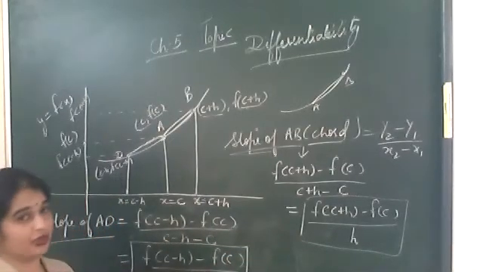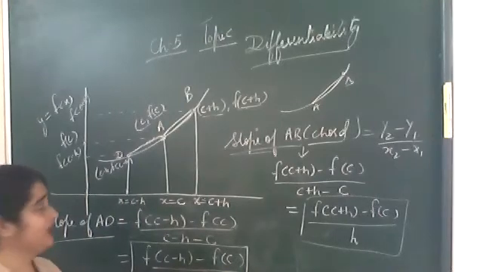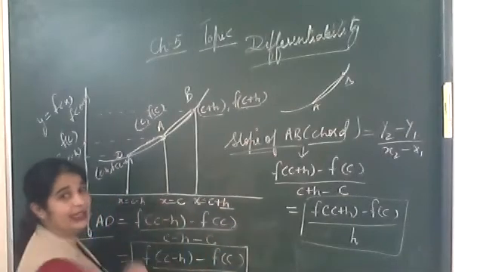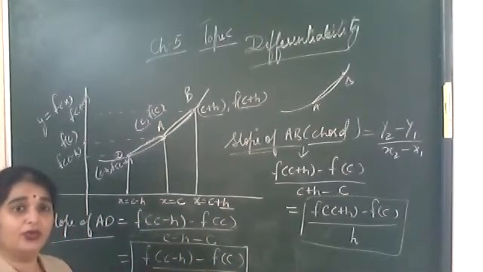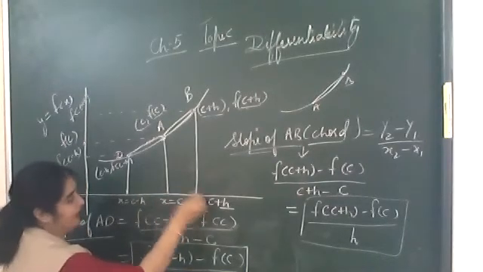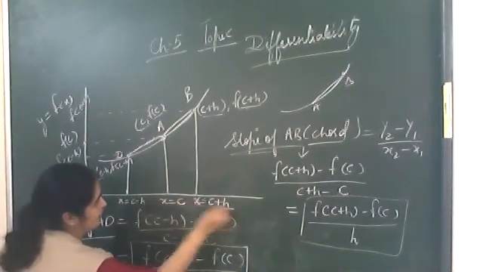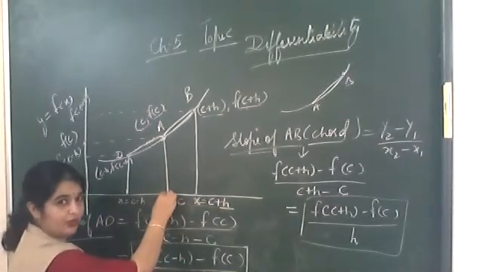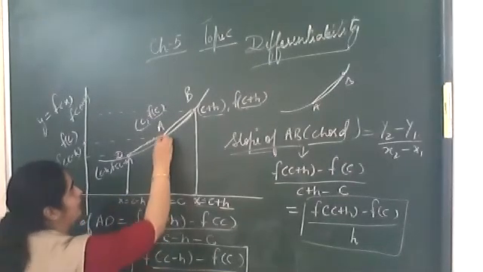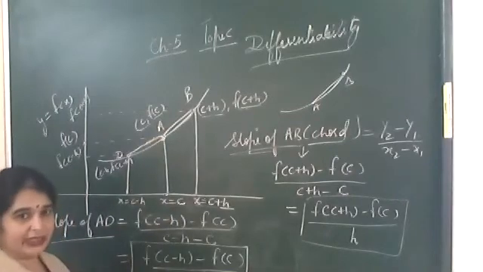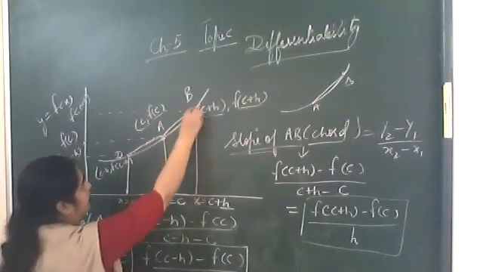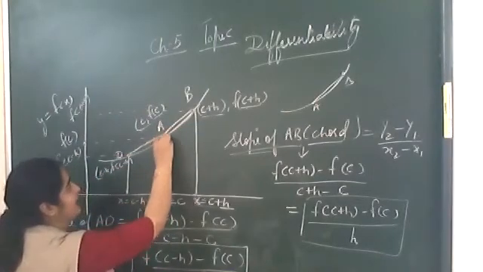These are your two slopes of AB and CD. Now just imagine if this H, the value of H, is tending to 0, that means these two lines will coincide. If H is tending to 0, then x of C plus H will come very close to C only. From here also H is tending to 0, it will come very close. So we will have only a single point A instead of B and C, because B and D will coincide with A. We'll have a single point here.